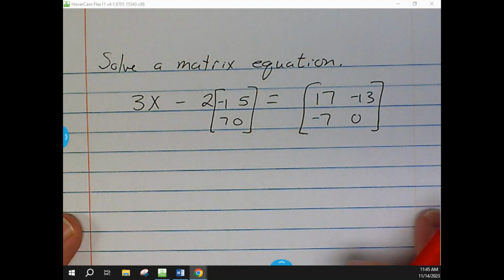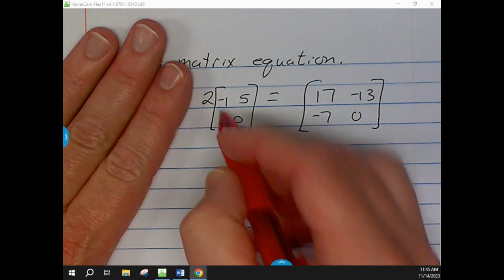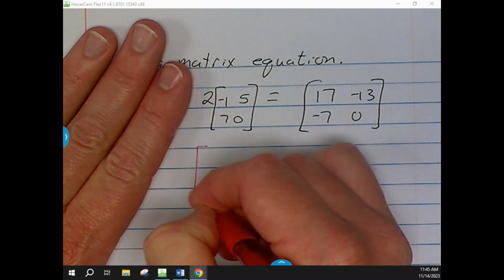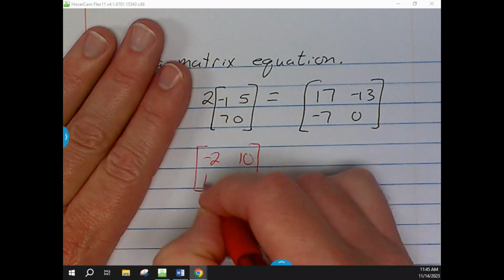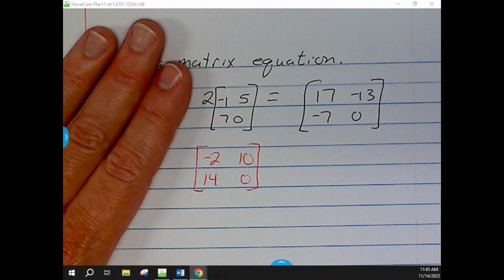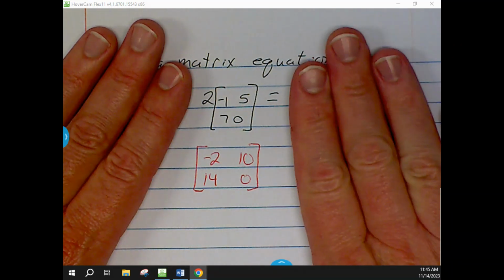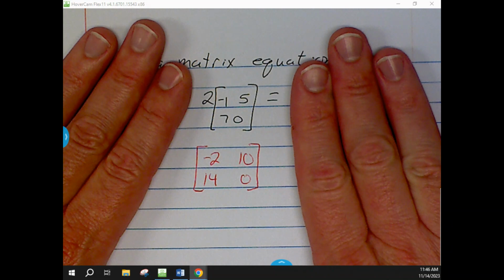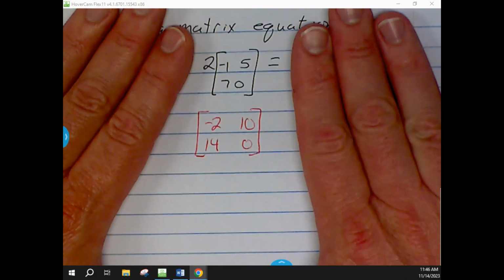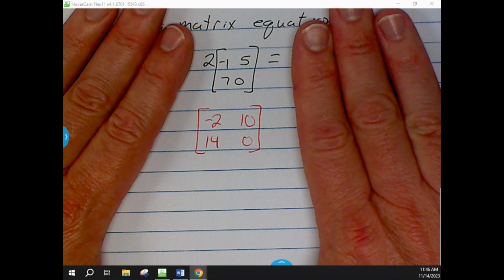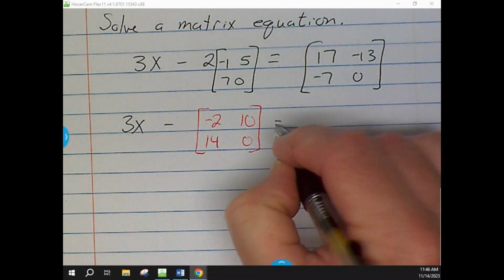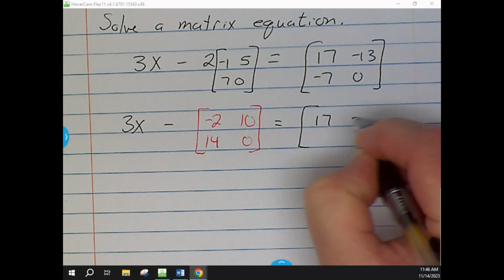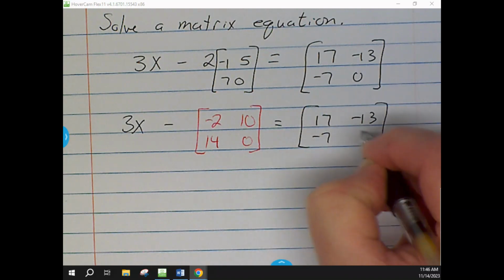Okay, so first thing before we do anything is go ahead and do the scalar multiplication you've got here. So do 2 times negative 1, 2 times 5, 2 times 7, and then 2 times 0. For now, ignore everything else, and where you've got this scalar multiplication, go ahead and do it. Okay, now the other stuff around it, that's where we bring that in. We've got the 3x here minus this equals this matrix over here.